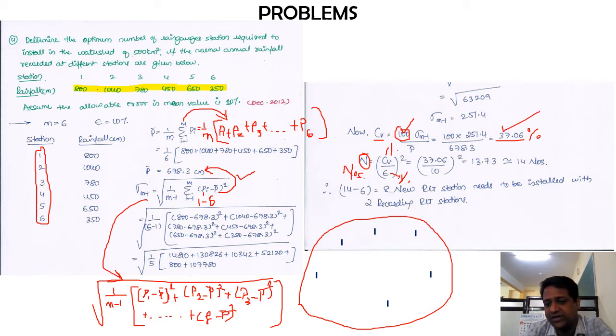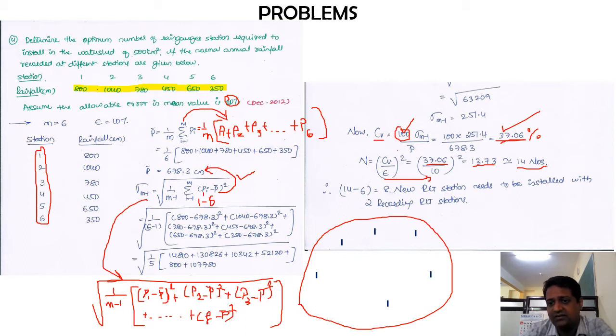Now lastly, to calculate the optimum number of rain gauge stations, I'll be using n equals (CV by epsilon) the whole squared. Here I have 37.06 that I calculated from the previous step, and the epsilon value is given as 10%, that is there in the question itself. Once I substitute that in the formula, I get 13.73. Since it is a partial number, I'm going to round it up to the next integer, so right now it will be 14 numbers.